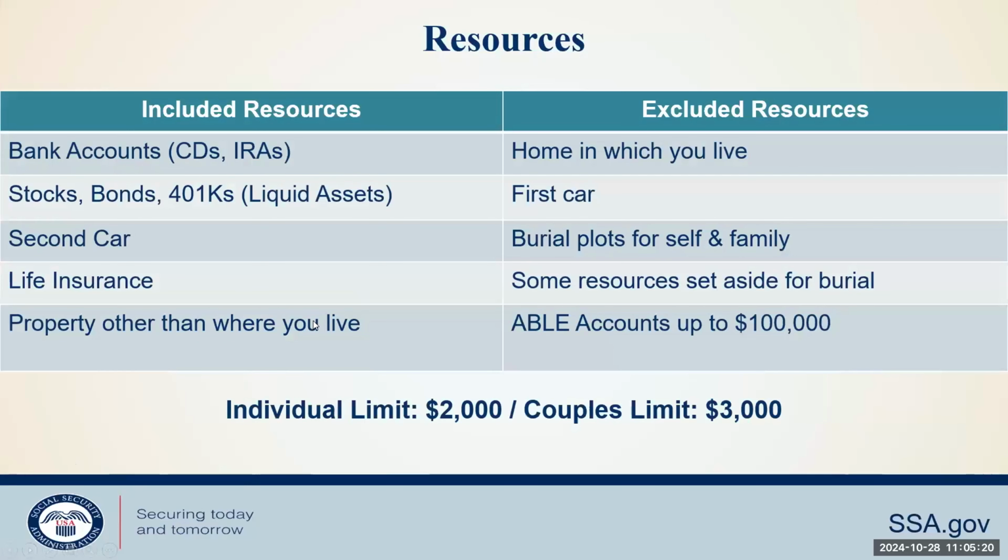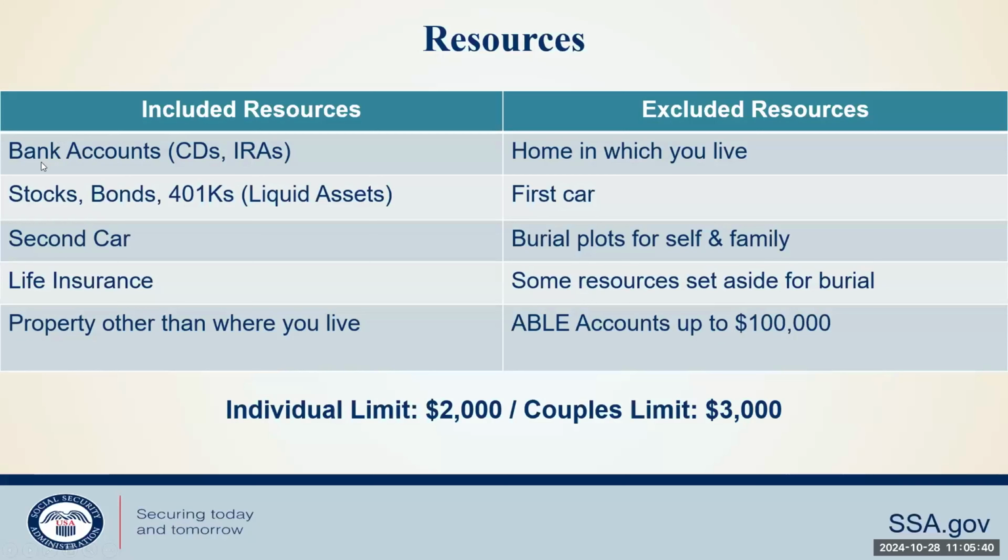Resources. Now, the limit for an individual is $2,000 in assets. That asset could be non-home property. It could be money in a bank account. It could be stocks, bonds, additional vehicles, things of that nature. For an SSI couple, it's $3,000.